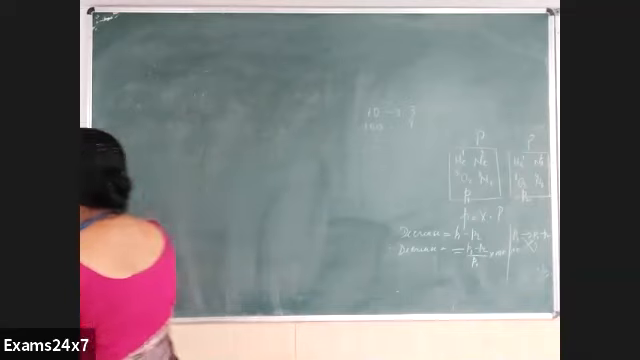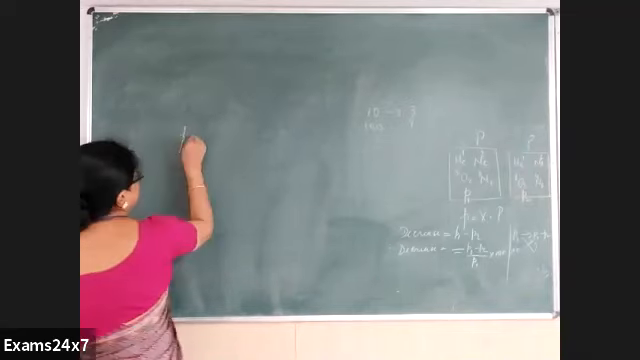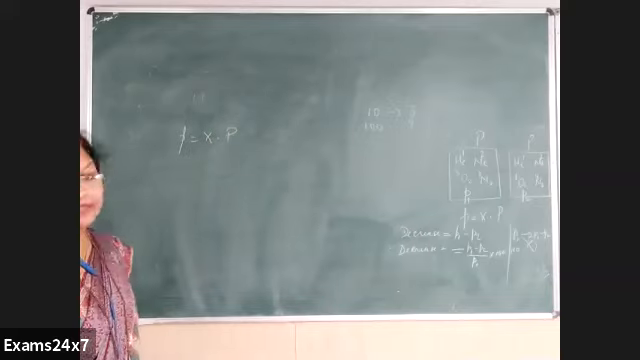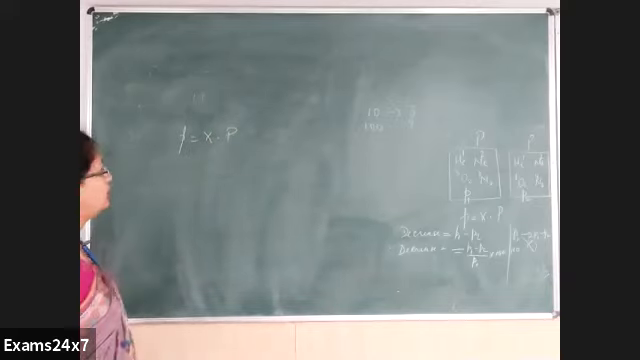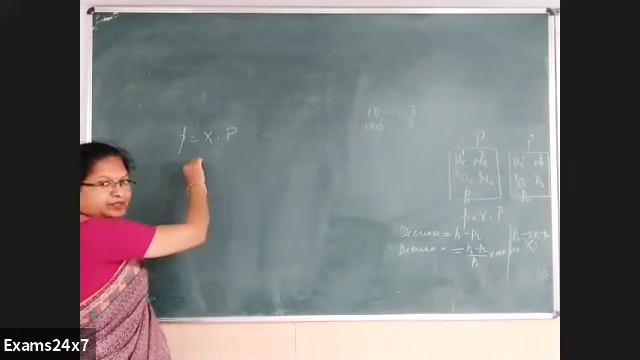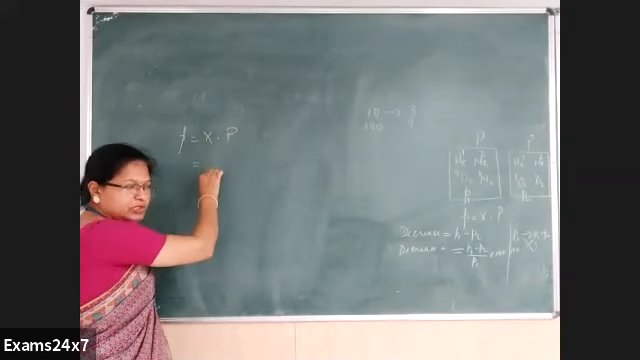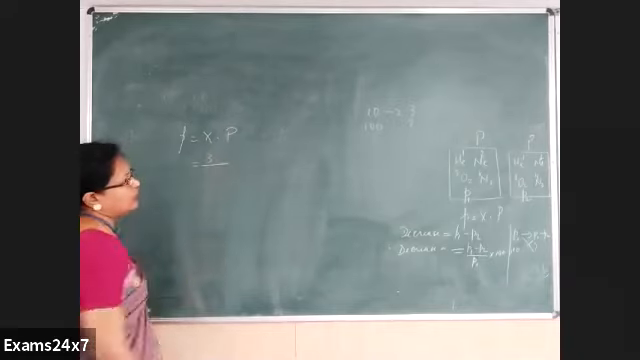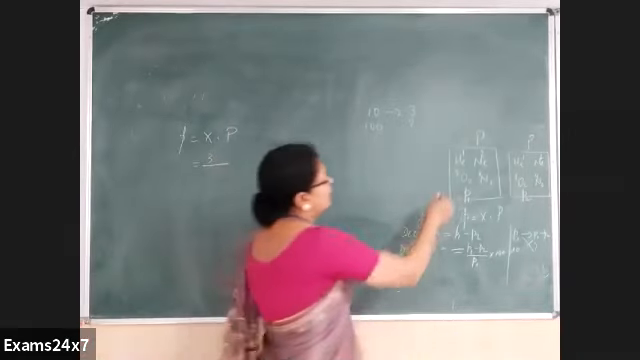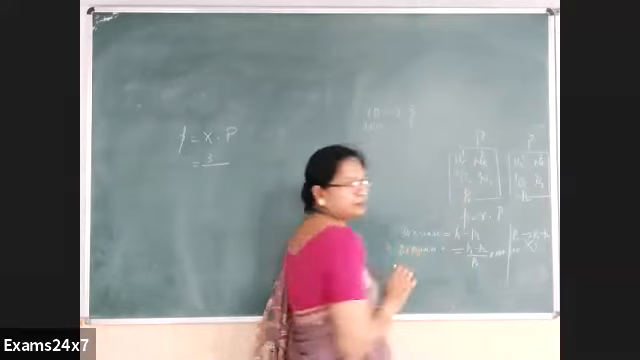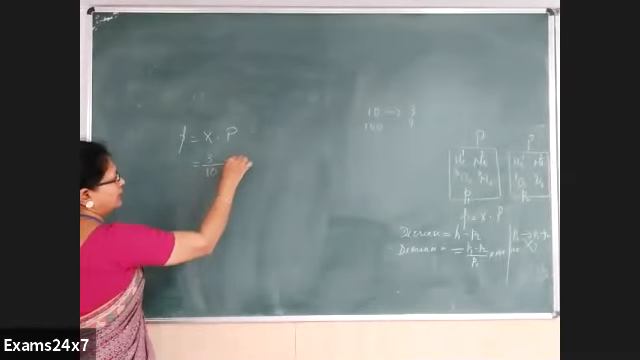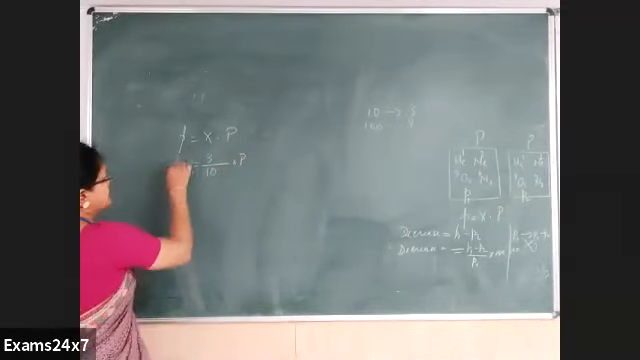Find P1 and P2. Partial pressure is given by mole fraction into total pressure. The partial pressure of oxygen in the first vessel is to be found. X is what? Number of moles divided by total number of moles. How many is the number of moles of oxygen? 3. Divided by the total number of moles, how much? 1 plus 2 plus 3 plus 4. How much? 10, no? Into total pressure P. This gives us P1.